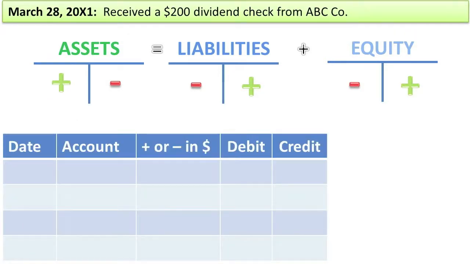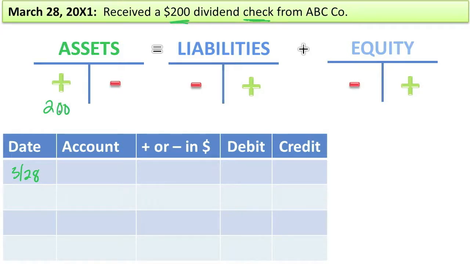Received a $200 dividend from ABC Co. We're receiving a dividend check. Now we're going to consider checks as cash. Now later on, if the check bounces, we'll have to deal with that, but hey, when we get paid a check, we're going to assume that it is cash. So on March 28th, we received a dividend check of $200.